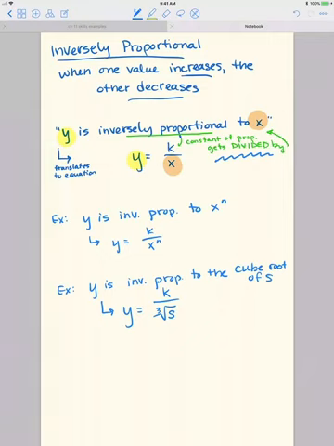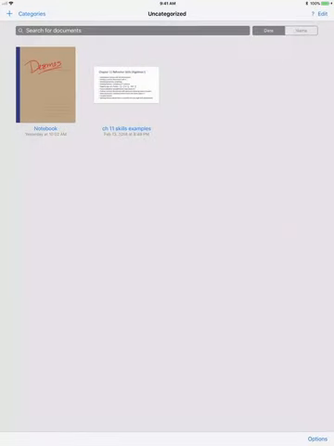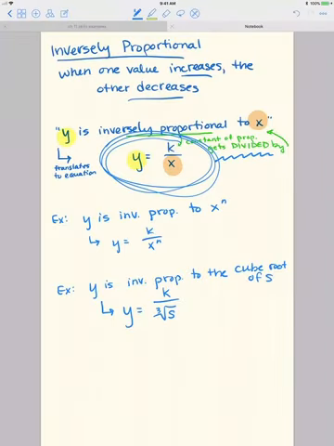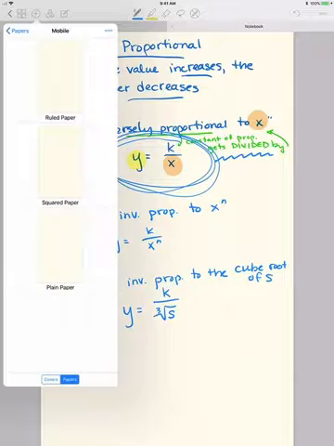Okay, so we'll do a few examples of those, but the difference here is it's a division by whatever it's inversely proportional to, and you have to make sure that you put that constant in the equation whenever you go to set it up. So I will add another page and show you a few examples.